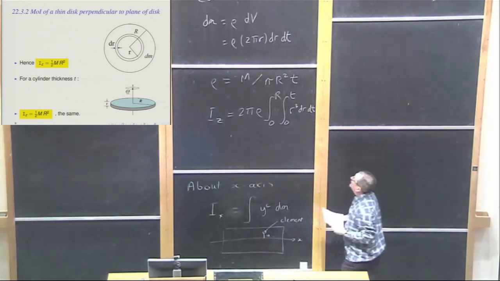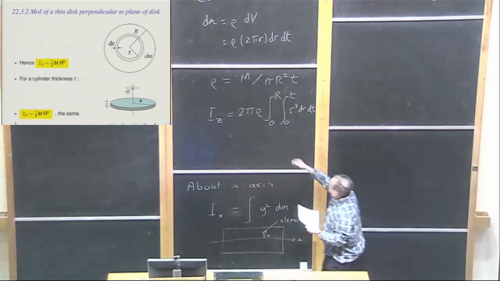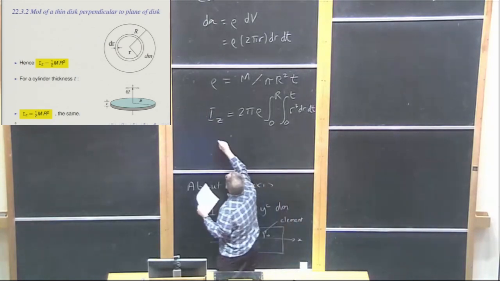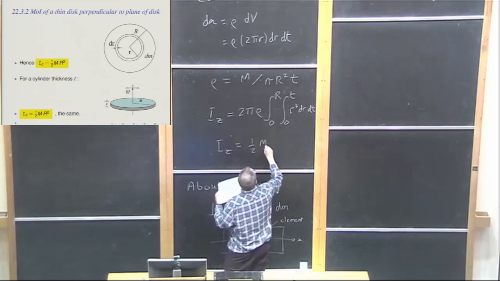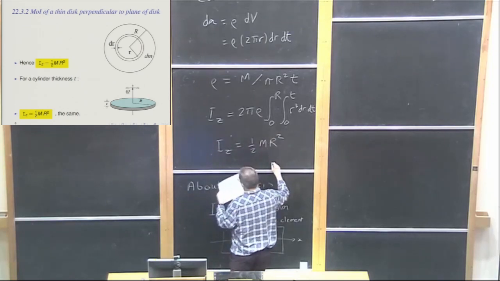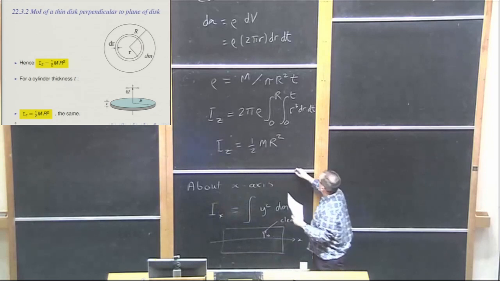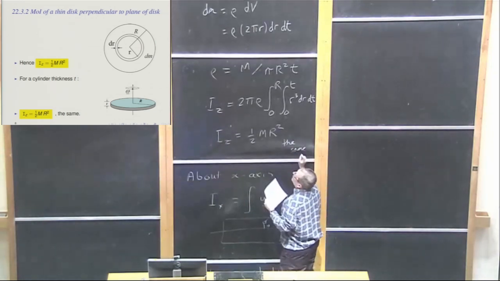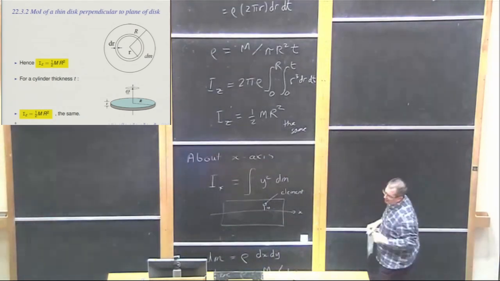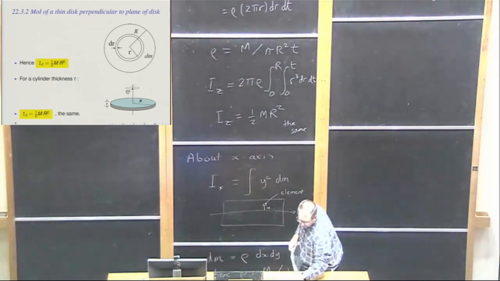And so now the next step I will skip, and I'll just write down the answer, because you'll be able to see very obviously that it's just the same as before: a half mr squared. So even whether it's a two-dimensional object or a disk, it has the same result.